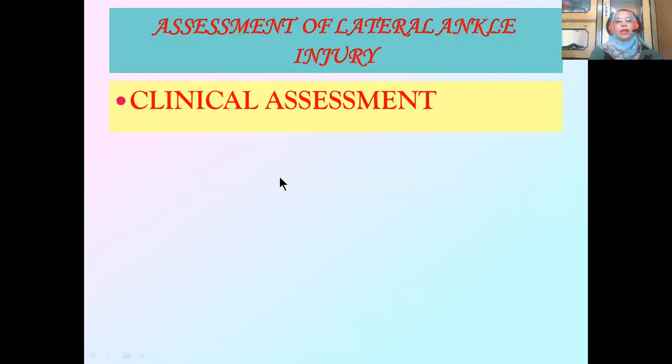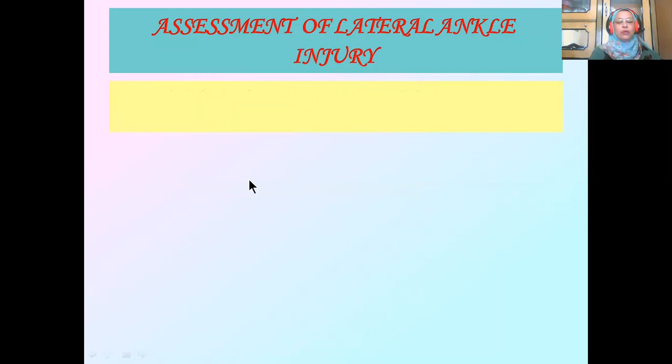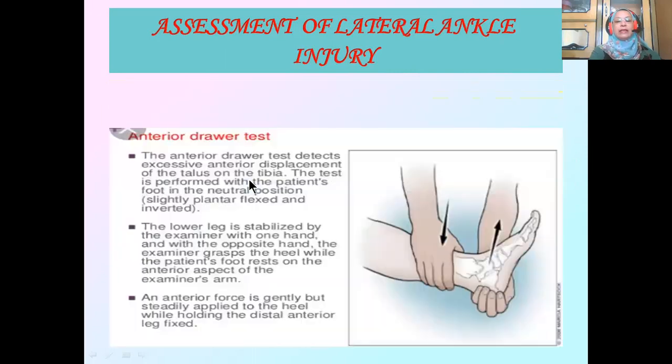Now, how can we assess lateral ankle injury? Clinical assessment is essential. Also, it can be assessed by imaging. Clinical assessment is achieved by performing two important clinical tests, which are the anterior drawer test and the talar tilt test. Regarding the anterior drawer test, it detects excess anterior translation or movement of the talus in relation to the tibia. It is better to perform it with slight inversion and plantar flexion of the foot.